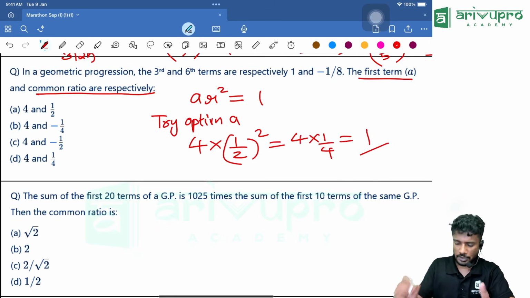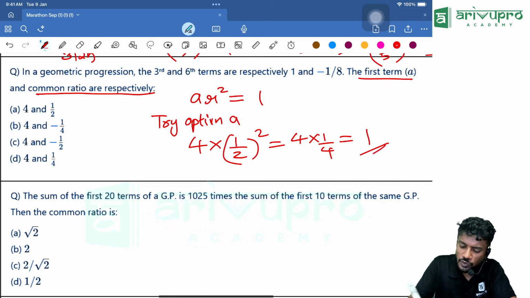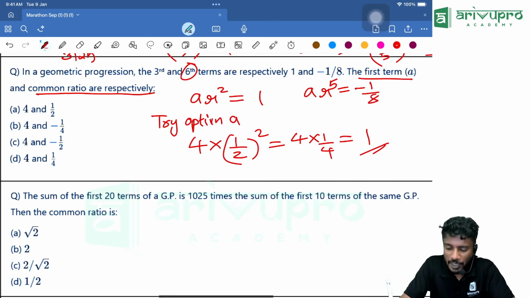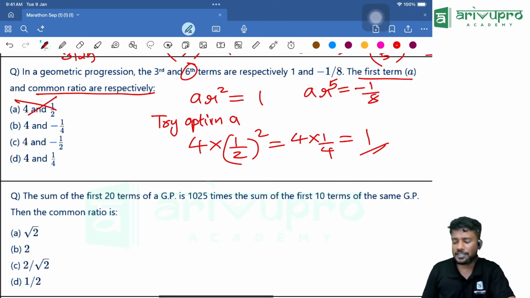We will check. That is equal to 1. Now we need to check the sixth term. AR raised to 5 is equal to how much? Which is equal to minus 1 by 8. Will you get a minus value from two positive values? No. That means option A is wrong.